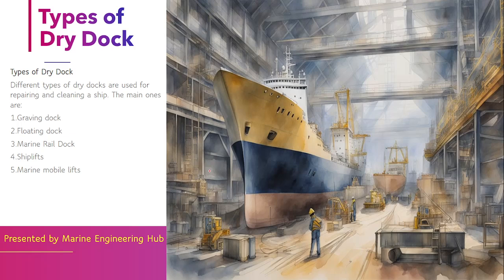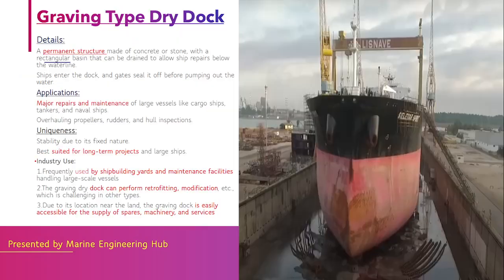Now there are various types of dry dock. So what is a dry dock? A dry dock is a place where we are doing the repair of a vessel, based on construction, repair, and maintenance. These 3 words you need to learn. Now there are 5 different types of dry dock: graving dock, floating dock, marine level dock, ship lift, and marine mobile lift. Each has its own advantage and uniqueness.